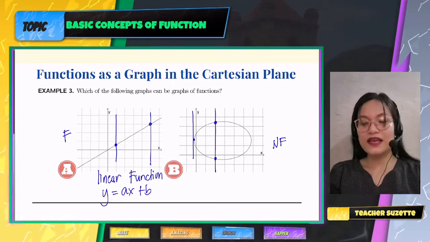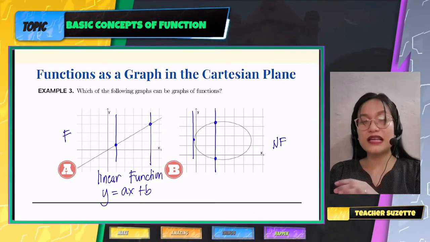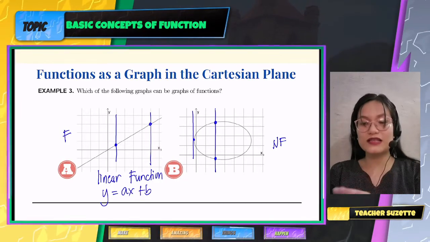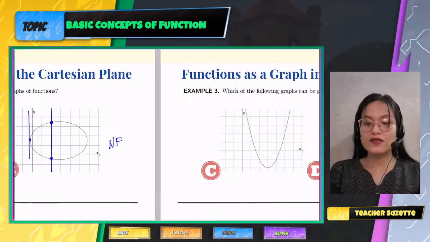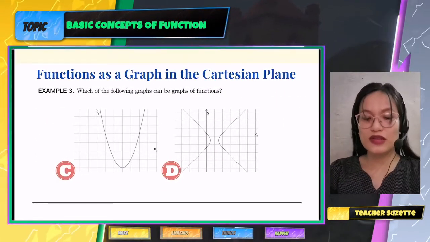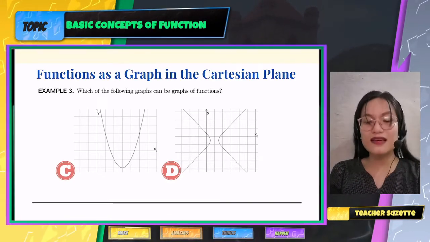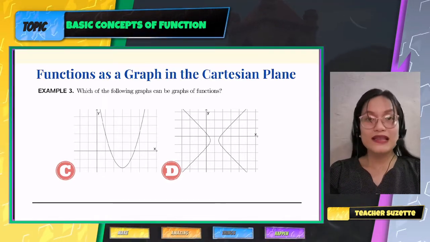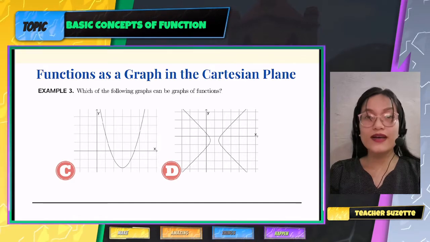So, letter B, that is an ellipse. So, hindi po natin muna yan i-discuss particularly. So, punta na tayo sa next example. Dito naman, we have options C and D. So, examine natin alin po dito ang function.